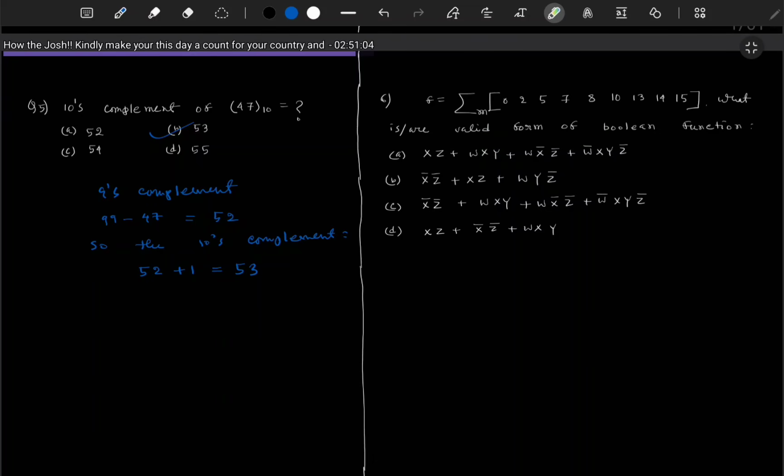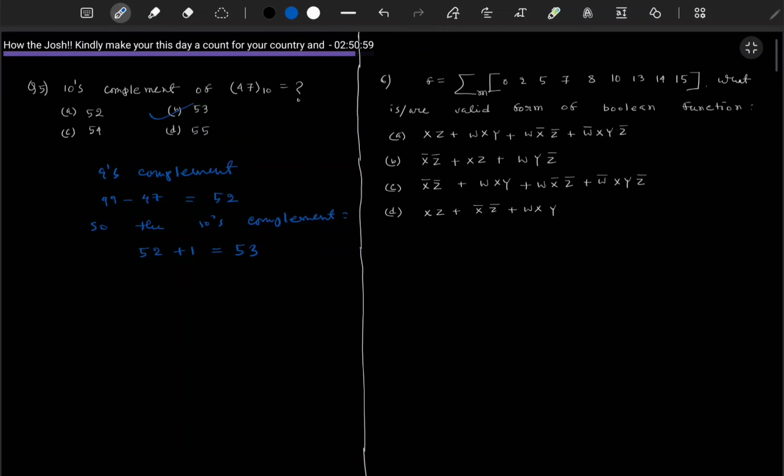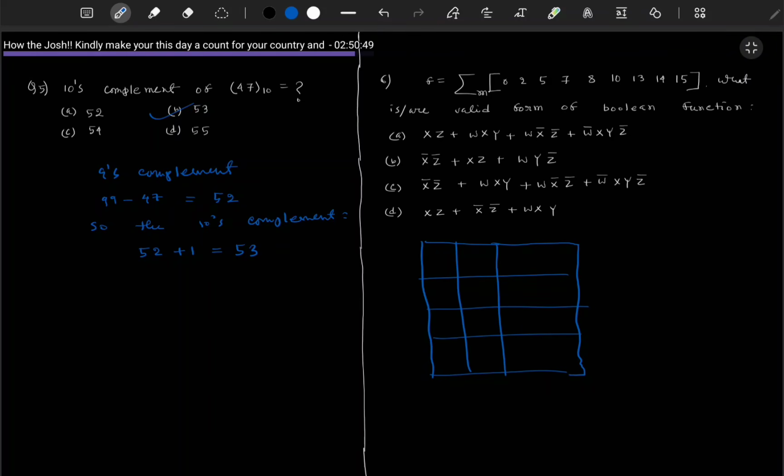Valid from a Boolean function we need to find out. Okay, so let's first make the k-map of this function.